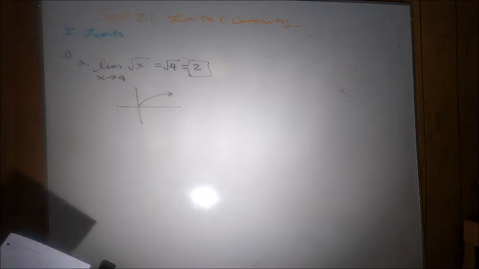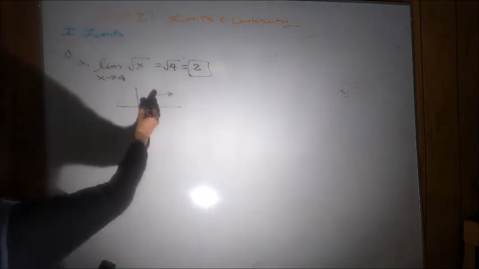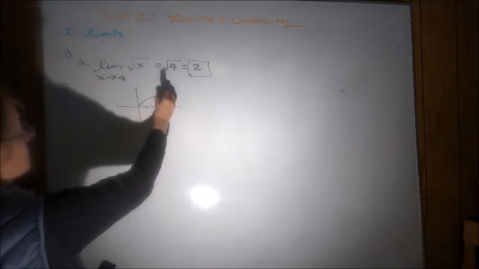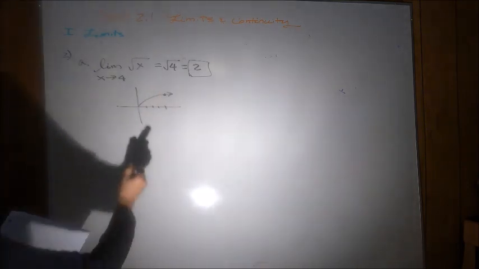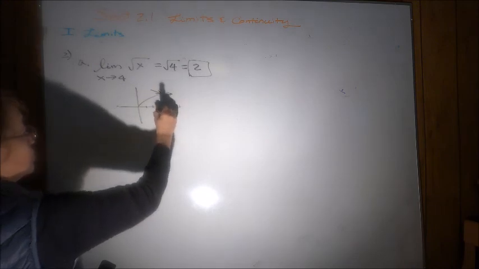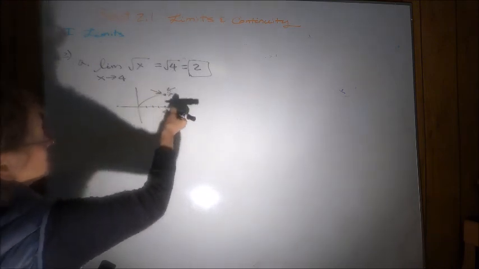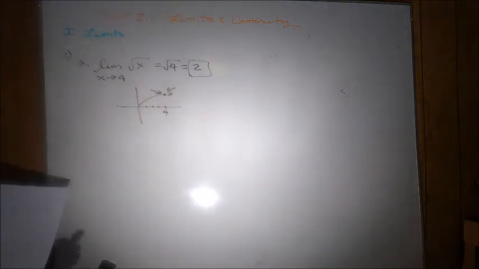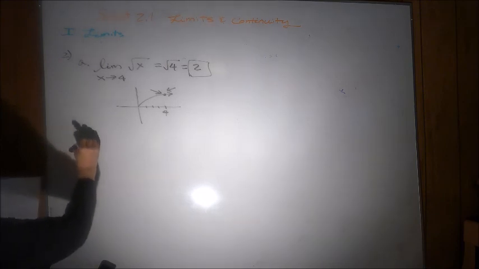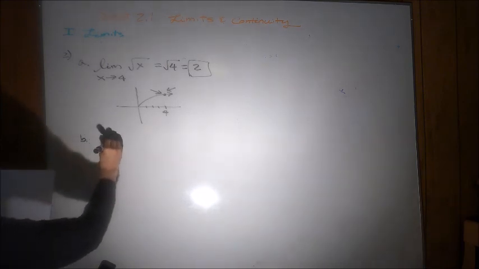Okay, for this graph, remember, the square root property means a sideways parabola. Then when x is 4, your y value is 2. So it doesn't matter whether you approach from the right-hand side or left-hand side, you get one value.